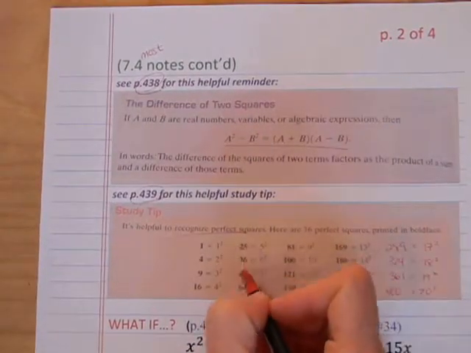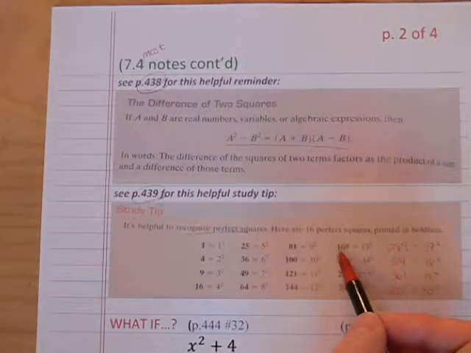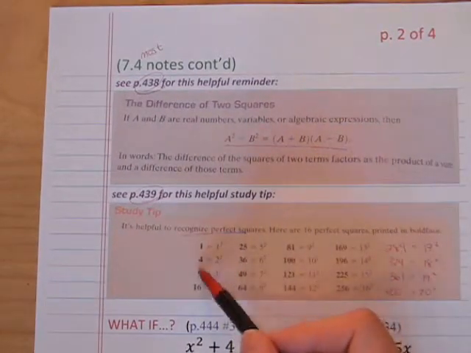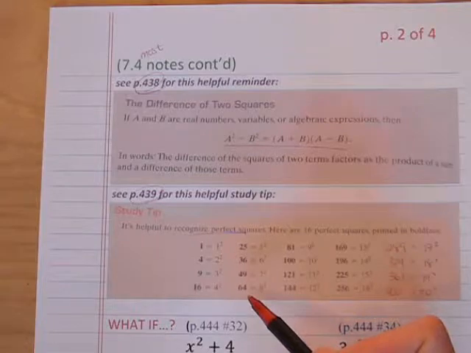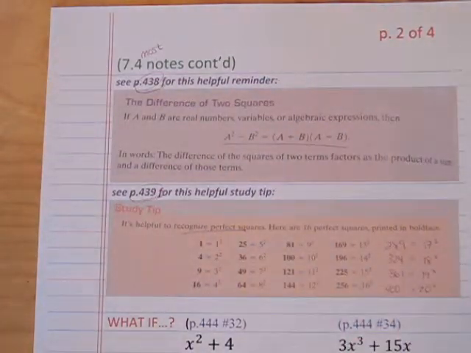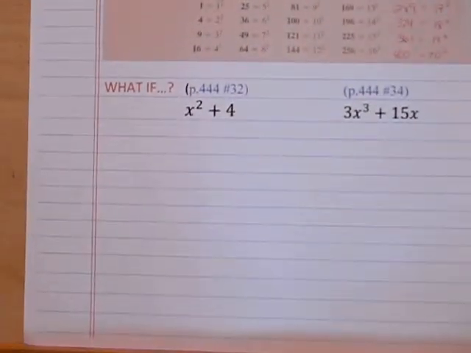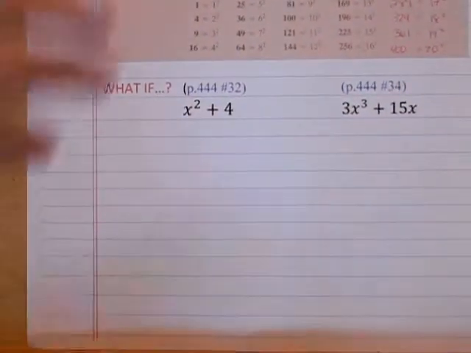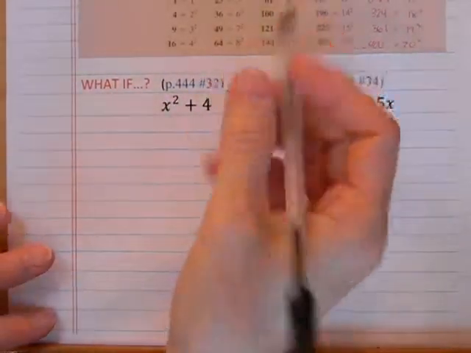Just be aware of these, review these every couple of days or so, or maybe once a day. That way when you see them on the test, you don't have to wonder, is that a perfect square, a perfect cube? You recognize it, and it just gets you right away to which formula to use. So moving down the page to the rest of these examples, what if they looked like what we see here on number 32 from page 444?